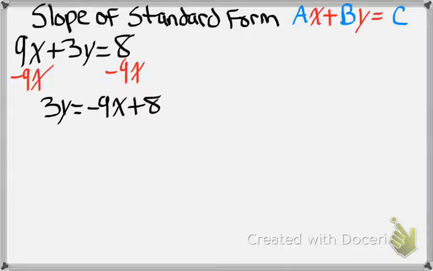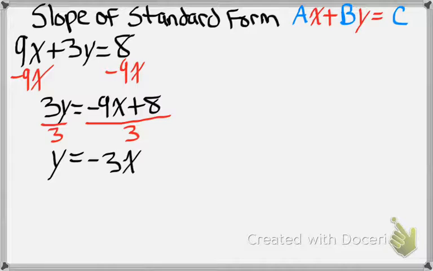Now finish getting y by itself by dividing both sides by 3. I'm going to use a fraction bar since we've got all the right side divided by 3. So if we do that, on the left side, we're left with just y. And on the right side, we've got negative 9 divided by 3. That's going to give us our slope. Well, a negative divided by positive is a negative. So negative 9 divided by 3, well, that's negative 3.